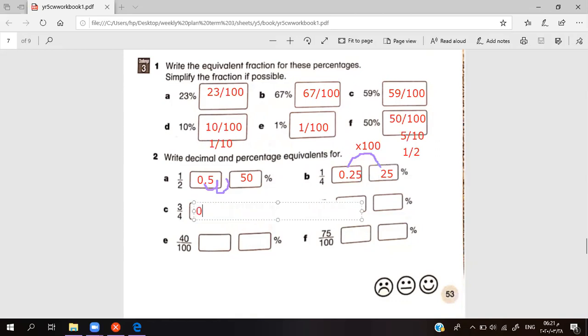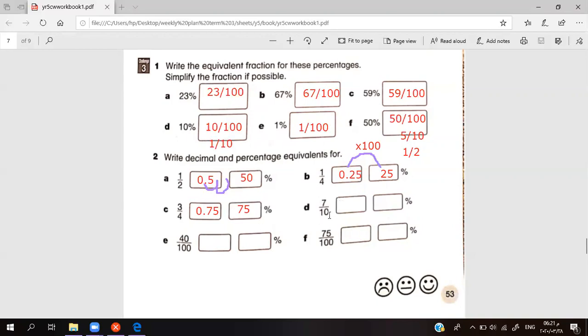3/4, we all know it's 0.75. To turn the decimal into a percentage, I multiply by 100. The decimal will move 2 places. It's going to be 75%. Okay.